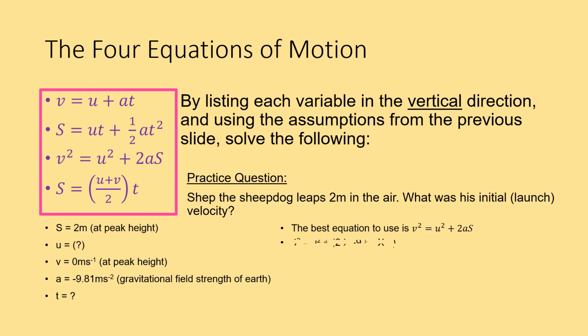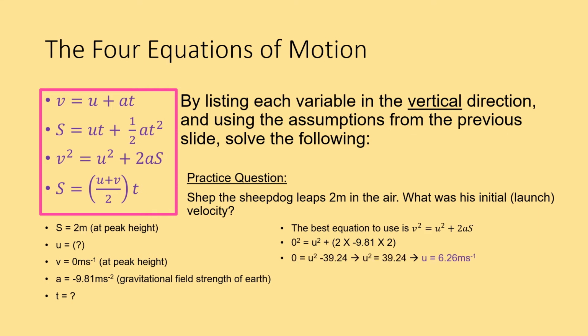All right, so in this one, we're going to SRAL. We're just going to substitute all of our numbers in. v is 0, so we've got 0 squared equals u squared plus 2 times acceleration, negative 9.81, multiplied by our displacement, which is 2.